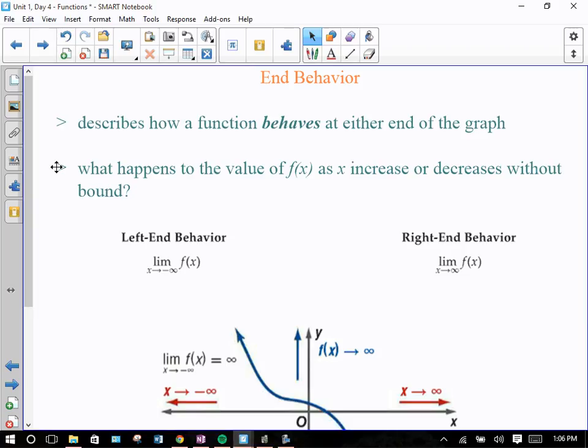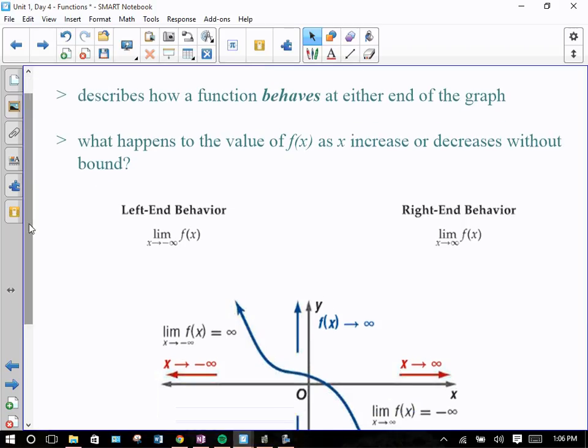End behavior describes how a function behaves, obviously, at either end of the graph. So when we're looking at end behavior, we're looking at what's happening all the way out to the right when x is approaching infinity, or all the way out to the left when x is approaching negative infinity. The question we're trying to ask is, what happens to the value of f of x, what happens to the y value, as x increases or decreases without bound? And all that means is the same: as x approaches infinity, or as x approaches negative infinity, what's happening to the y values?